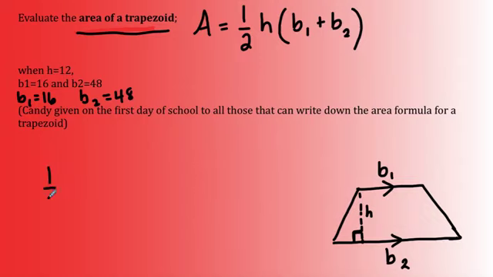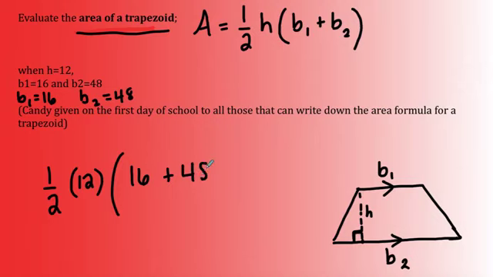So 1/2, the height of 12, I'm actually going to put it in parentheses for myself. And then I'm going to make bigger parentheses. Base 1 is 16 plus 48. Now I'm going to follow proper order of operations. So 16 plus 48 is what? 64? All right, so we have 64, and we have 12. Those are being multiplied. And we also have the half being multiplied.